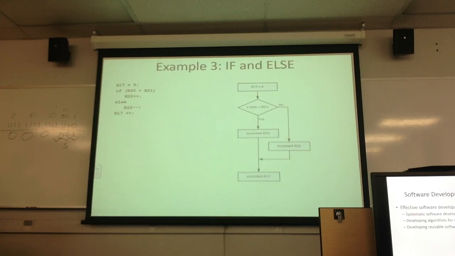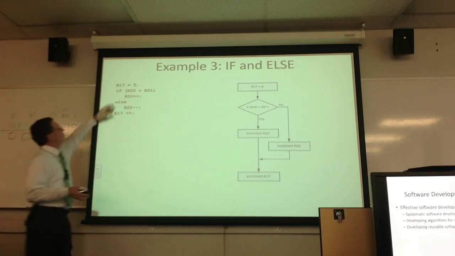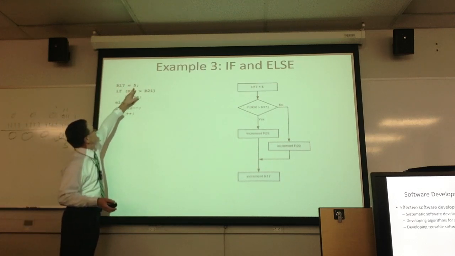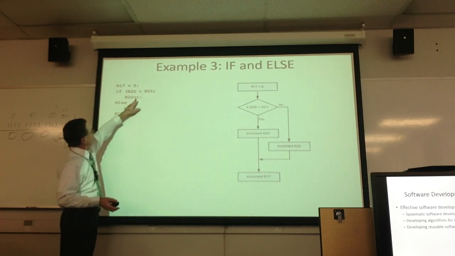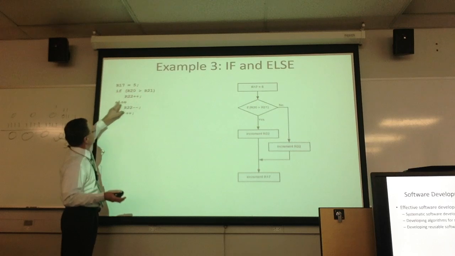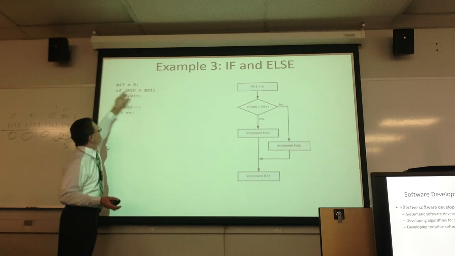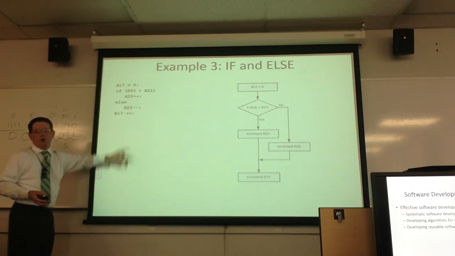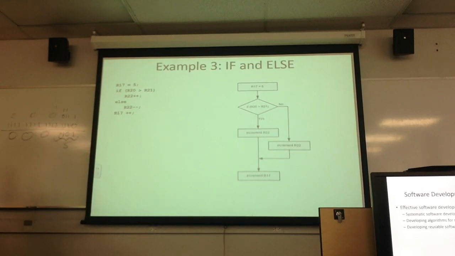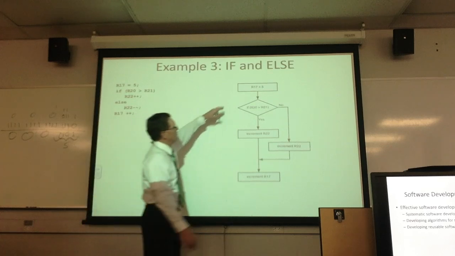Now here we can do an if-else construct. In C, if I want to, let's say R17 set to 5, if R20 is greater than R21, I'm going to increment R22 once. Else, if this is false, then I'm going to do a decrement, and then I'm going to increment R17, just as an example.